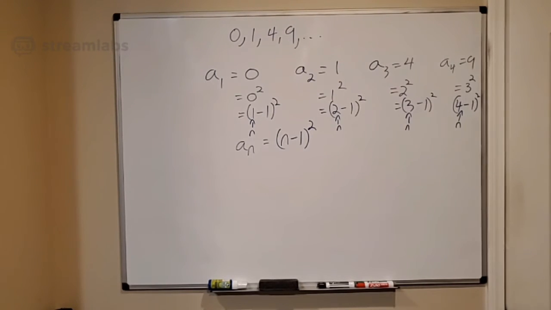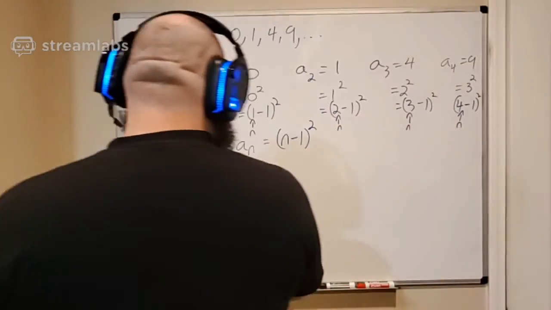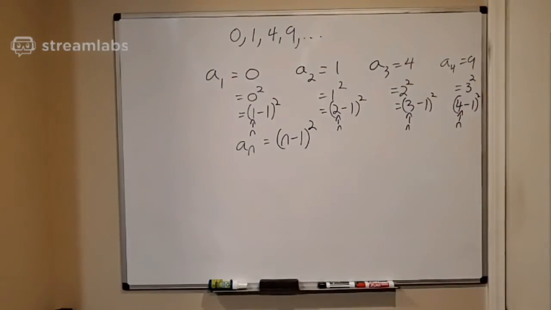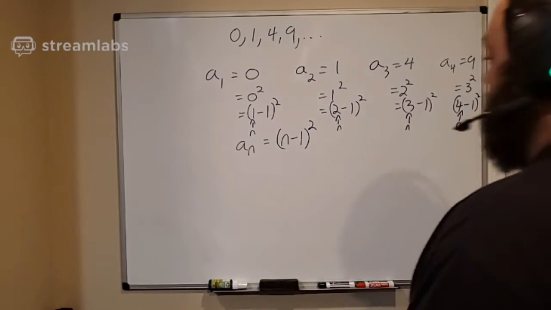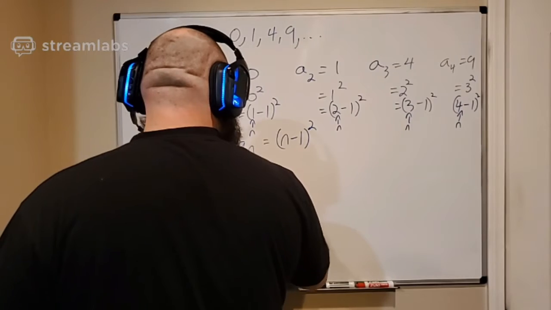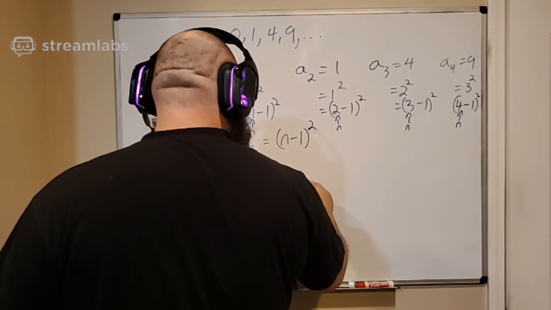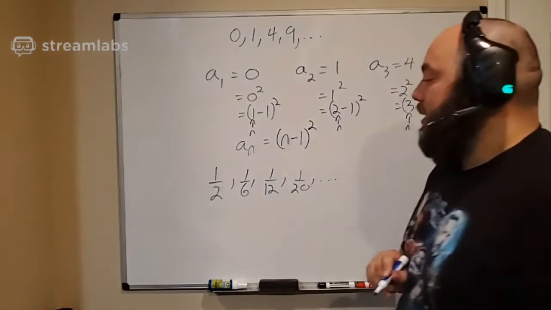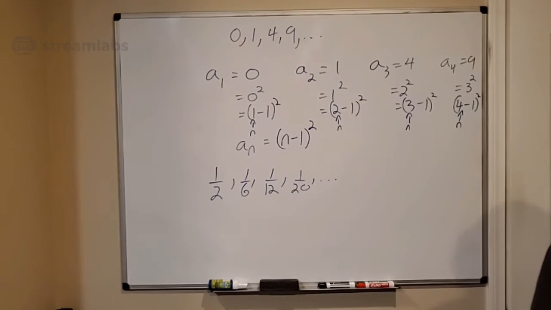It was 2, 6, 12, 20. Okay, so now we have 1/2, 1/6, 1/12, 1/20. And again, we're looking for a pattern that connects all of those numbers. So again, I'm going to start with the same thing and try to see if I can figure out some sort of pattern by writing all of them out.